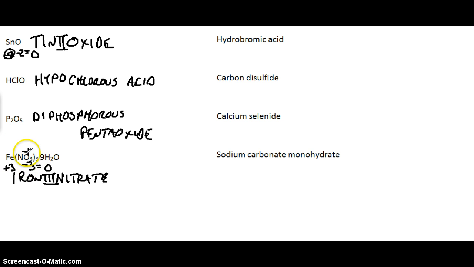So I've named the first part, and now with this you just add a prefix in the word hydrate. The prefix for 9 was nona, so this is going to be iron 3 nitrate nonahydrate. Okay, and so that's all you would do. So that's how you do the hydrate naming. Now going backwards, if I give you the name and you have to do the formula, you just do everything backwards. So this is hydrobromic acid.